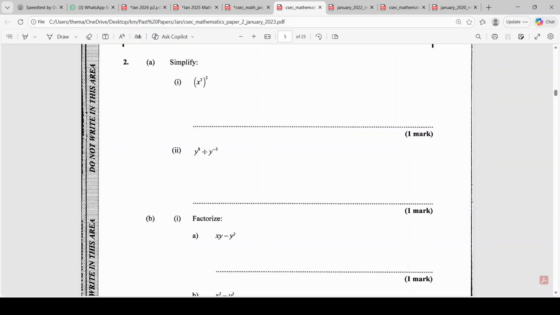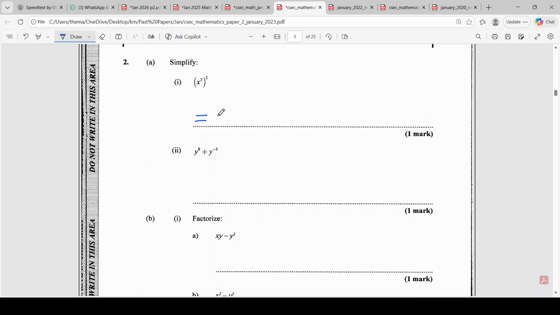January 2023, question 2. First part, simplify. We have x cubed in bracket and a square outside there. What is that going to equal? X to the power what? 6. Right now. You weren't sure? Right. When you raise a power to another power, we just multiply them.